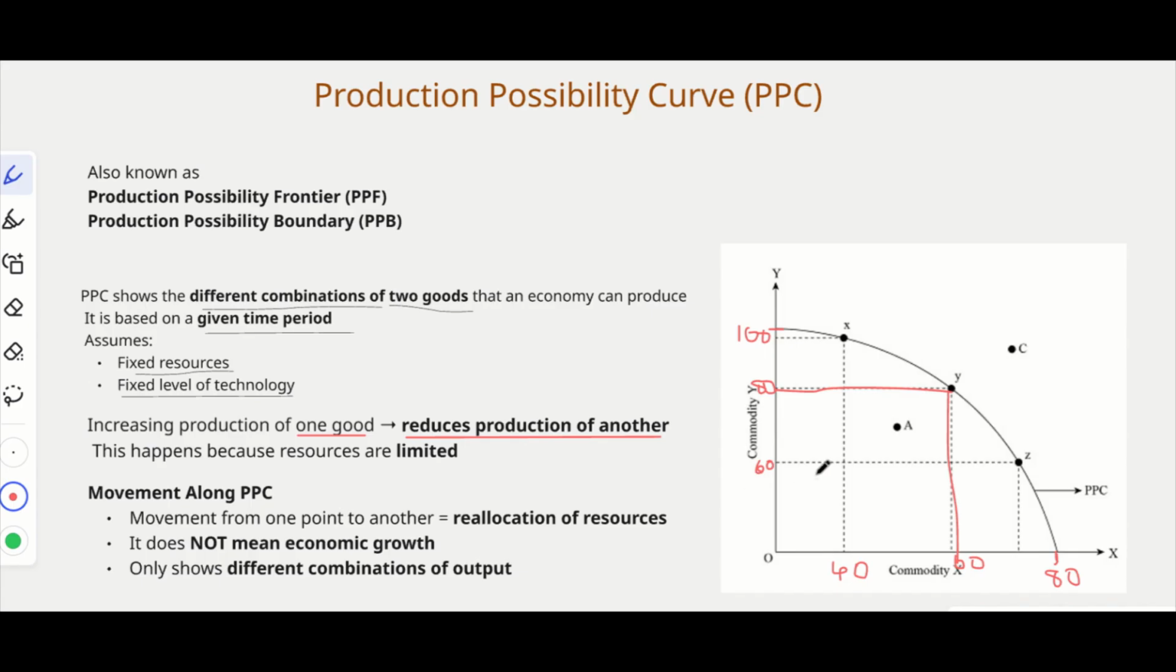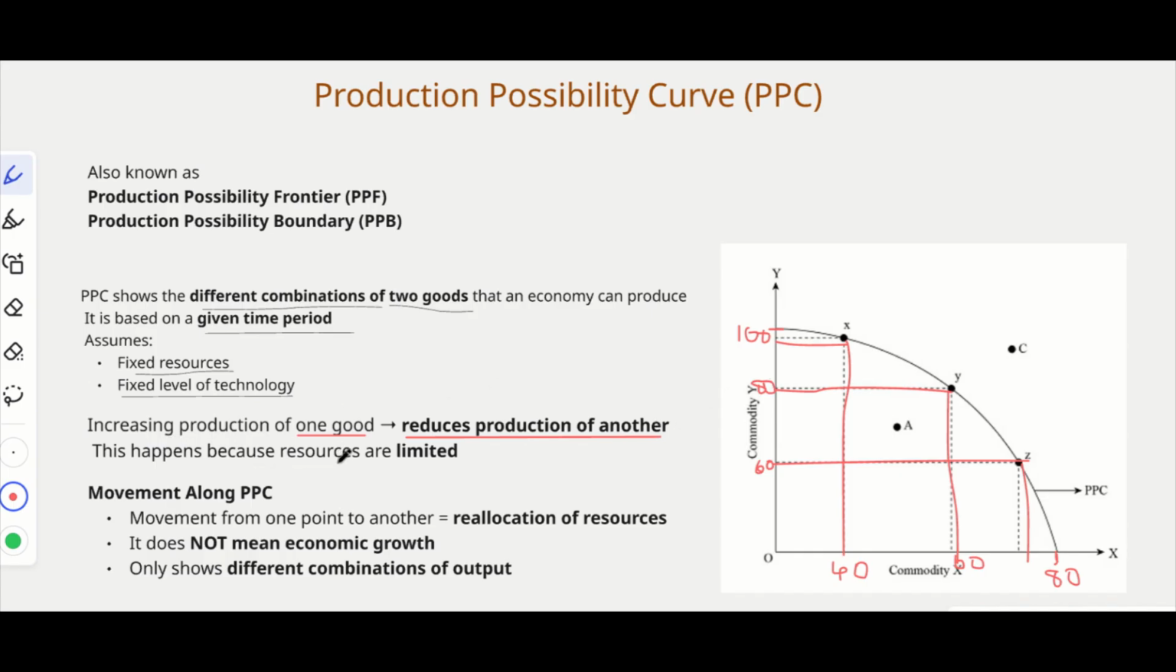And I decided to produce 60 units of commodity Y. So how many quantities of X can I produce? I can produce the full 80. And if I decide to produce 100 units of commodity Y, then only 40 units of commodity X is possible. So no matter how many quantities I produce of each, the other one will reduce or increase accordingly. So increasing production of one good means reducing the production of another.